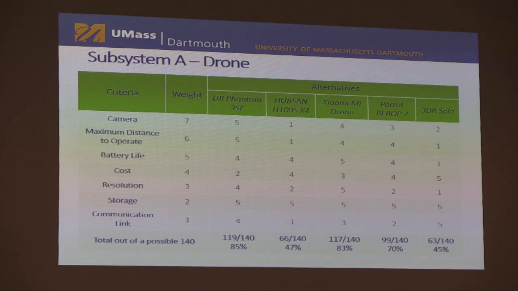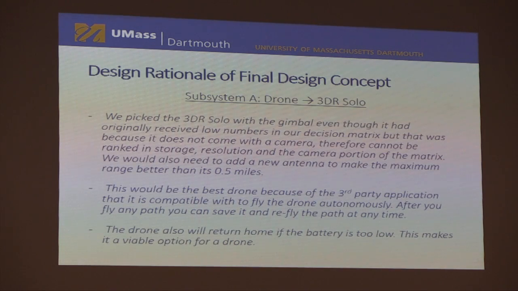However, we chose the 3DR Solo. The reason we chose the 3DR Solo, even though it didn't score well in our decision matrix, was because it did not have a camera. This meant it scored low in the storage, resolution, and camera portion of the matrix. However, it has a gimbal that you can attach a camera to. This would increase the score of the drone.